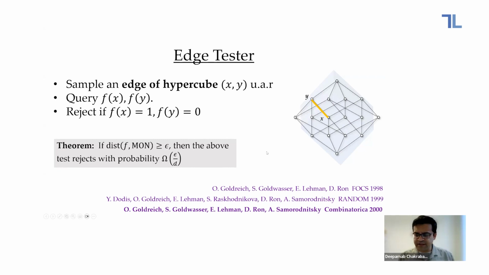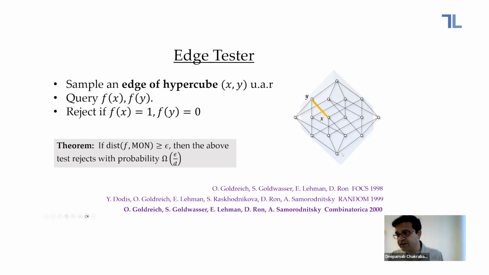So is the statement of the theorem clear? If the function is far from monotone, then a random edge of this hypercube will catch a violation with probability epsilon over D. And maybe this is a nice time to talk about what Giacomo had pointed out. So the hypercube itself is a partial order domain where the edges that I've drawn here for this 4-dimensional cube is the Hasse diagram. And what this edge tester is saying is you sample an edge of the Hasse diagram and check for a monotonicity violation. This graph is not the violation graph.